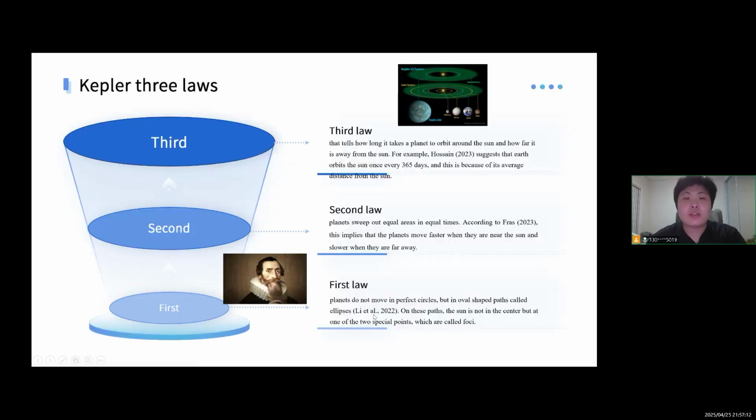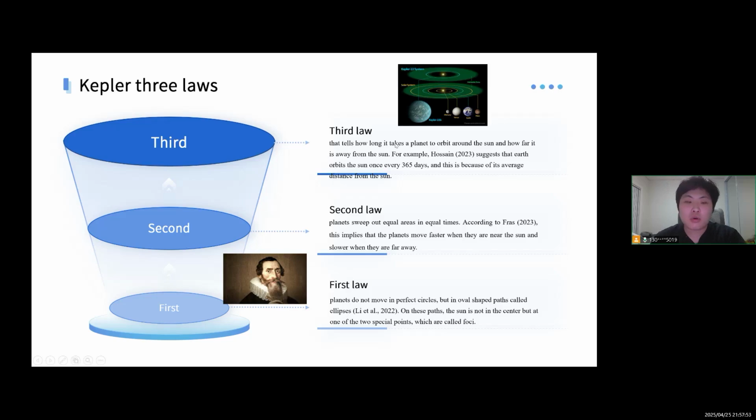Kepler's three laws of planetary motion are the first that I will talk about. These laws explain how planets revolve around the Sun. According to Kepler's first law, planets do not move in perfect circles, but in oval-shaped paths called ellipses. On this path, the Sun is not in the center but at one of the two special points, which are called foci. According to the second law, planets sweep out equal areas in equal times. This implies that the planet moves faster when it is near the Sun and slower when it is far away.